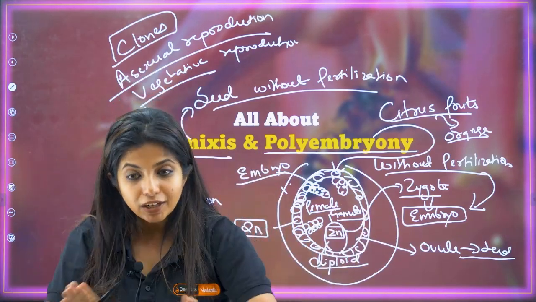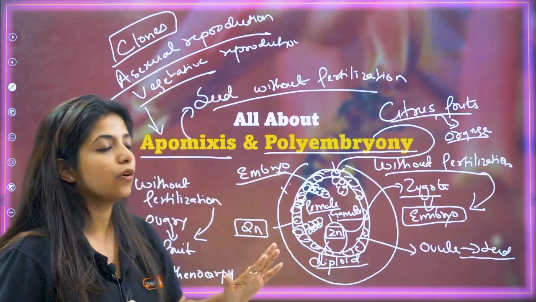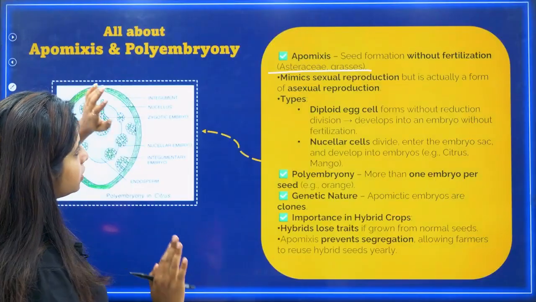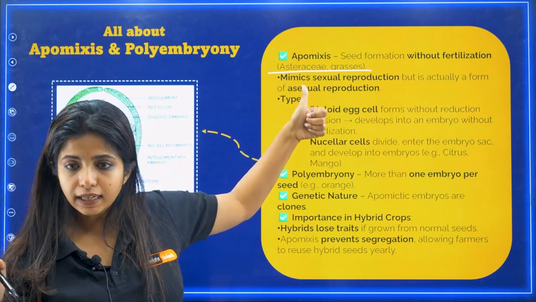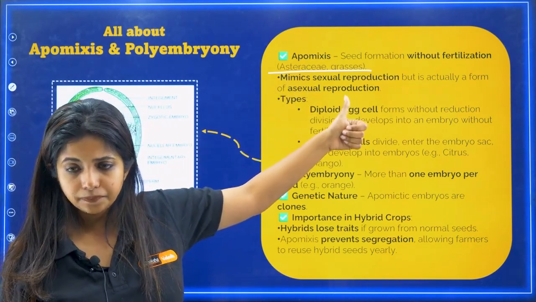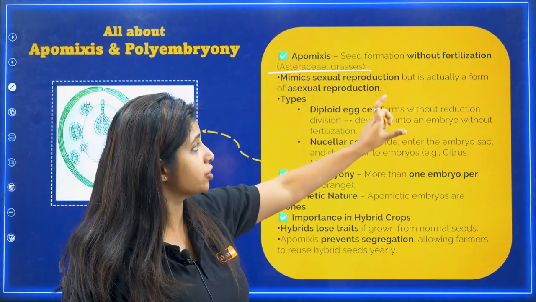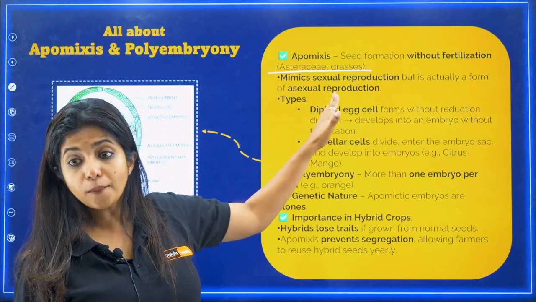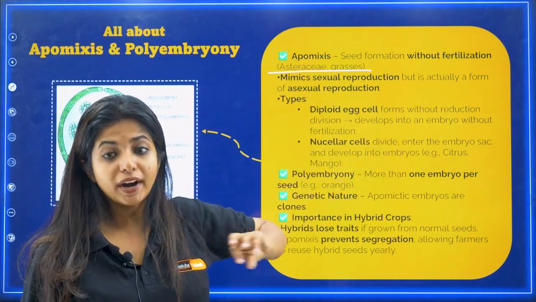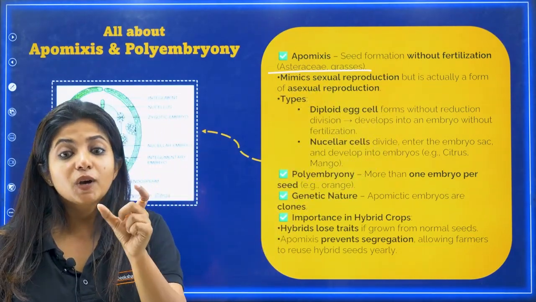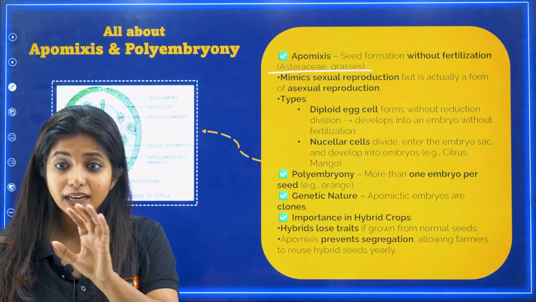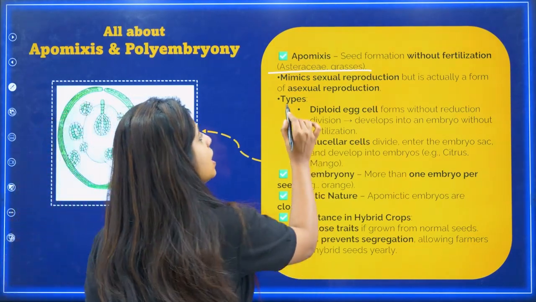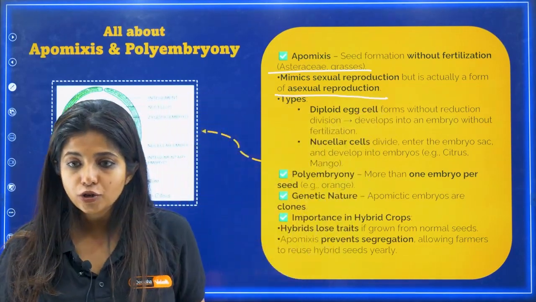So I have taught you everything about apomixis and polyembryony. Once we read it, it becomes all the more clear. So apomixis is seed formation without fertilization. You find it in Asteraceae and grasses. It mimics sexual reproduction, but is actually a form of asexual reproduction. Why do you say it mimics sexual reproduction? Because at the end you get an embryo, you get the seed. That is why it is mimicking sexual reproduction, but it is actually asexual reproduction.